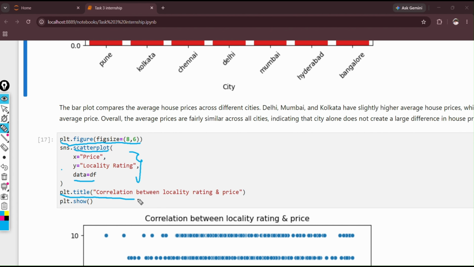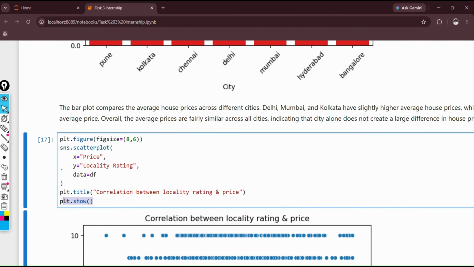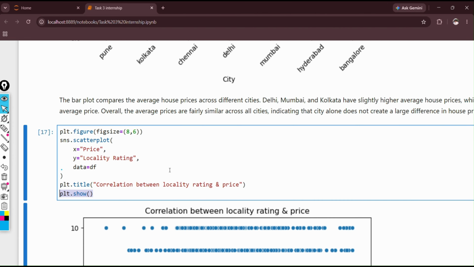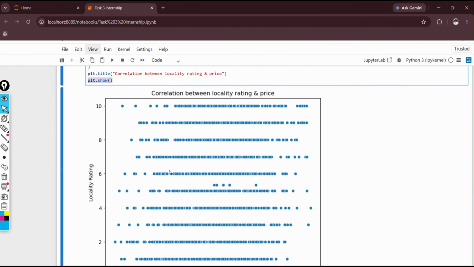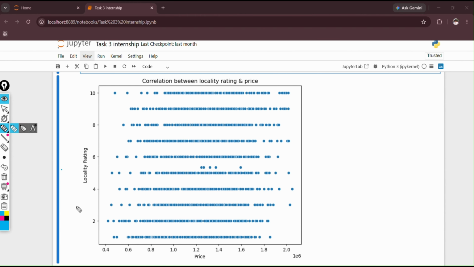Then I am adding a title to the graph so it's immediately clear that we are analyzing the relationship between locality rating and house price. Finally, plt.show displays the scatter plot on the screen. Now let's analyze the graph. On the x-axis, we have the house price. On the y-axis, we have the locality rating, which ranges from 1 to 10. Each blue dot represents a single house.